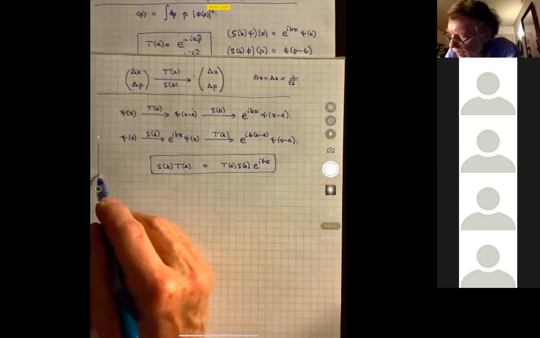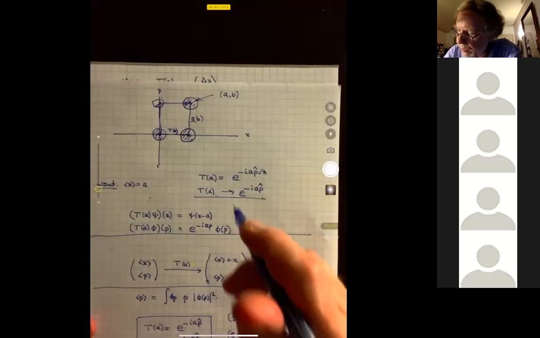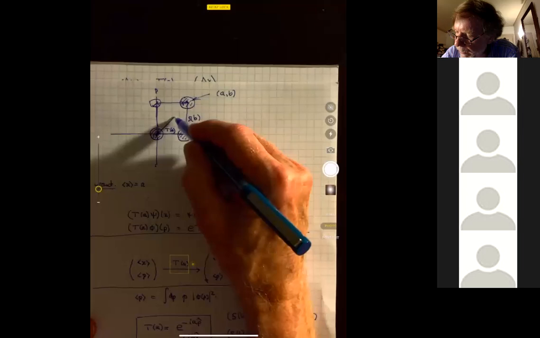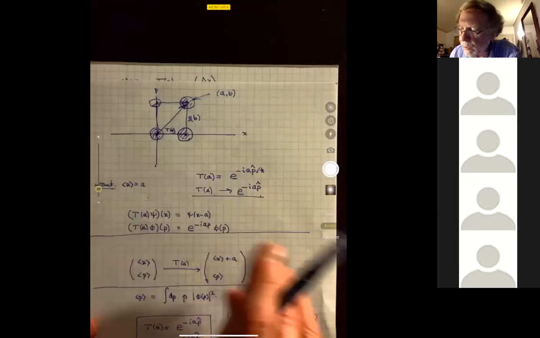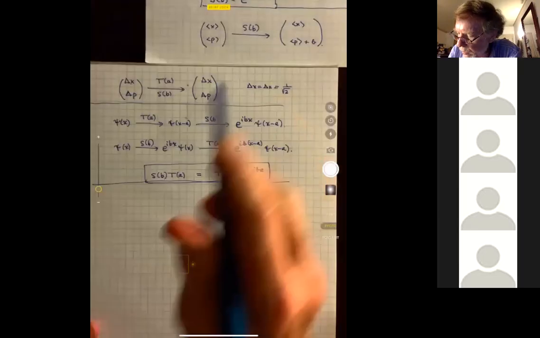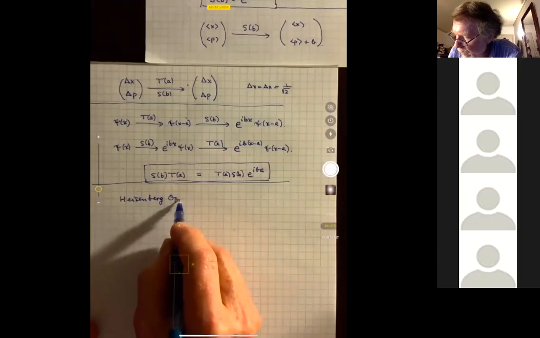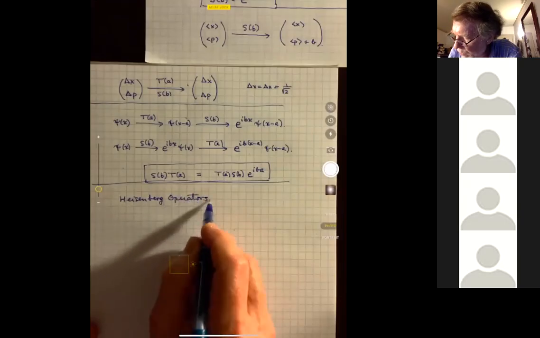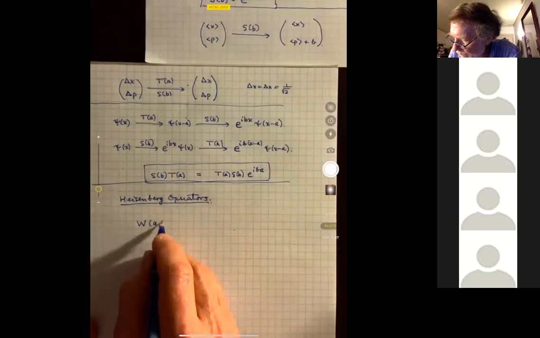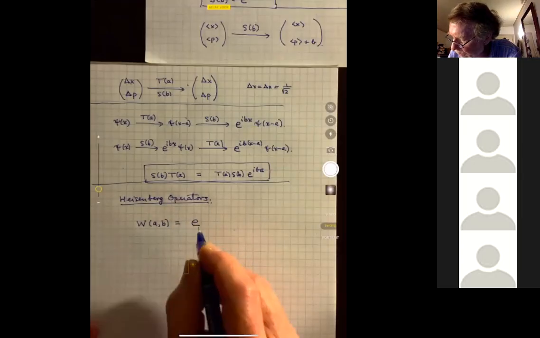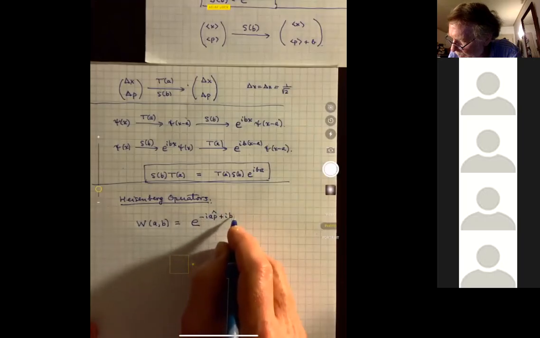All right. Now, the elegant way to handle this is to not use these position and momentum translation operators at all, but to create a new kind of translation operator in phase space that goes directly from the initial point to the final point. The operator that does this is called a Heisenberg operator. All this stuff with these operators is good practice in position, momentum, commutation relations, and so on. I'll call it W of AB. The Heisenberg operator is given by e to the minus i A times P hat plus i B times X hat.